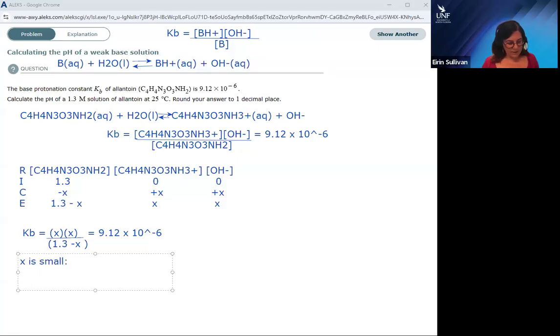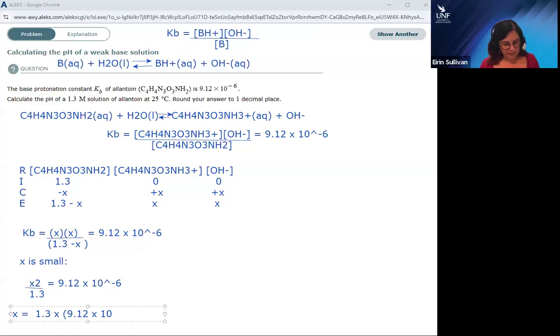So my Kb expression is going to be x squared over 1.3 equals 9.12 times 10 to the power of minus 6, okay? So I can now solve for what x equals very simply with just a little bit of algebraic rearrangement. So x is going to be the root of 1.3 times 9.12 times 10 to the power of minus 6.